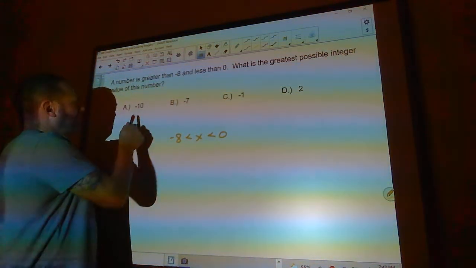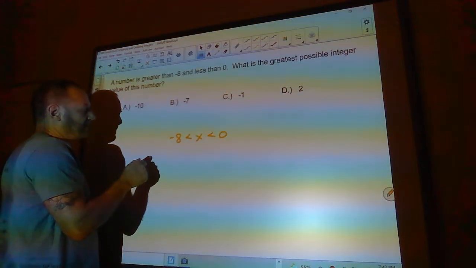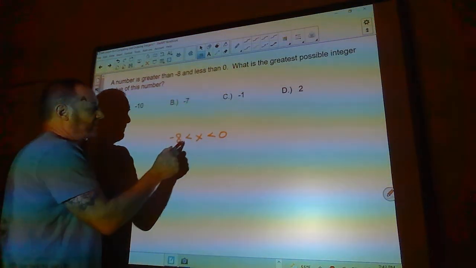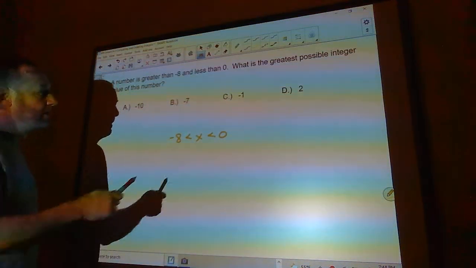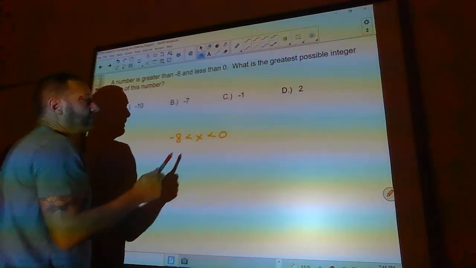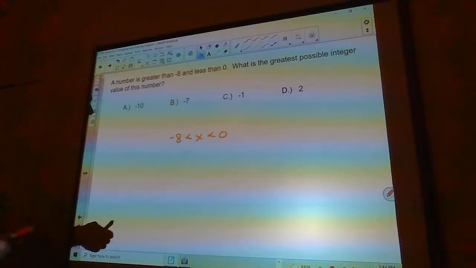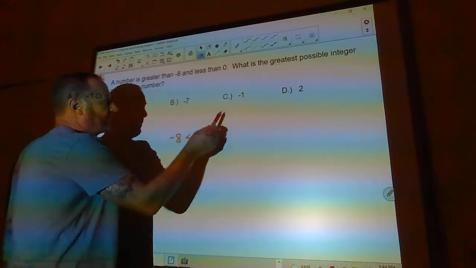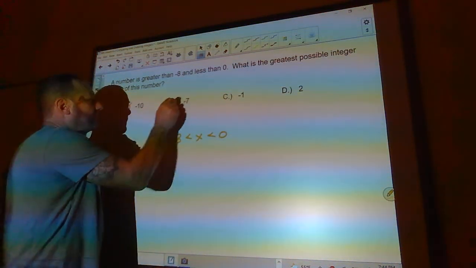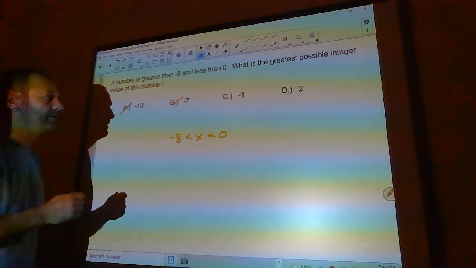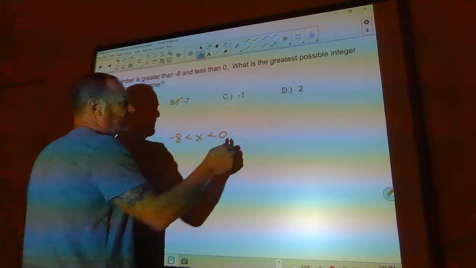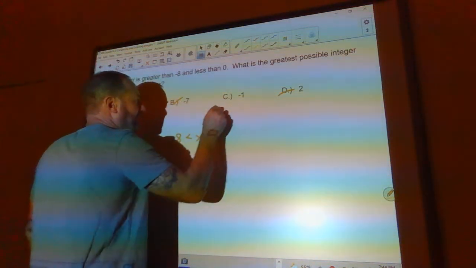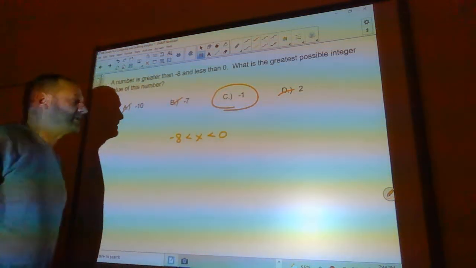Okay, well, -10, nope. -10 would be down here, it would be smaller. -7 would be somewhere in between here, so it could be the answer. -1, that's bigger than -7, and it still fits in this range, so that crosses this one out, and that one's done. And then you got 2. Well, 2 is bigger than 0, so that one doesn't count, so that one has to be out, so my answer has to be C, -1.